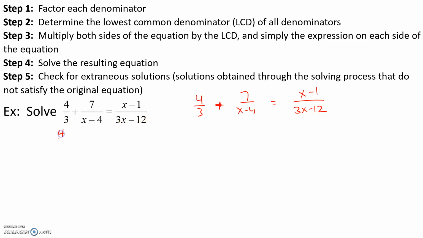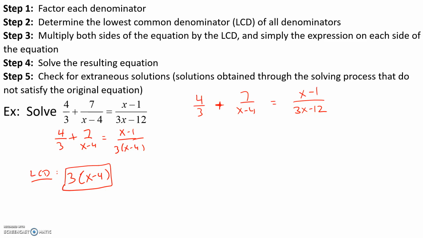So I'll rewrite this as 4 over 3 plus 7 over x minus 4 equals x minus 1 over 3 times the quantity x minus 4, if you factor out the GCF, which is 3. Now the LCD consists of all the unique terms. So between 3 and 3, our LCD is just going to be 3. Then we have an x minus 4, so we have 3 times the quantity x minus 4. This 3 and this x minus 4 are not unique since they're part of the LCD. So the only unique terms are 3 and x minus 4. This is our LCD.